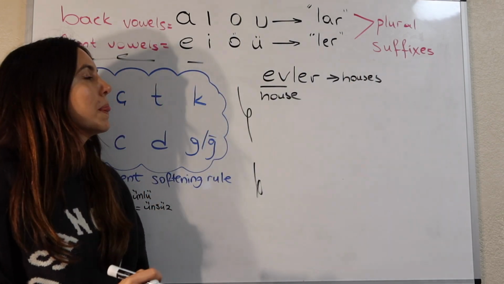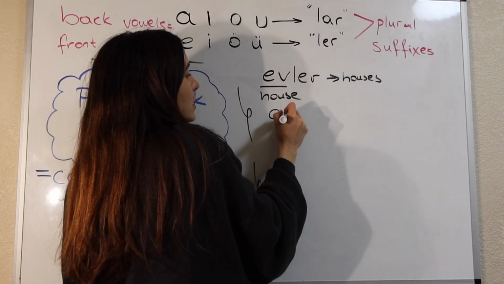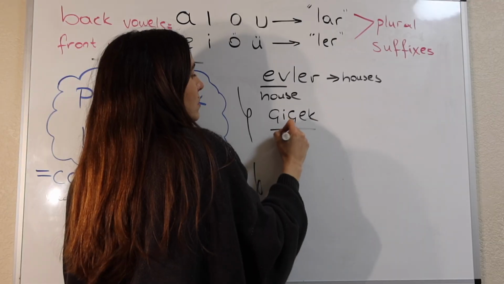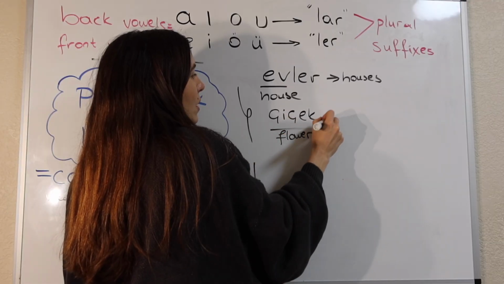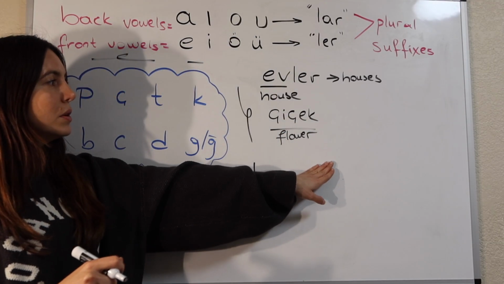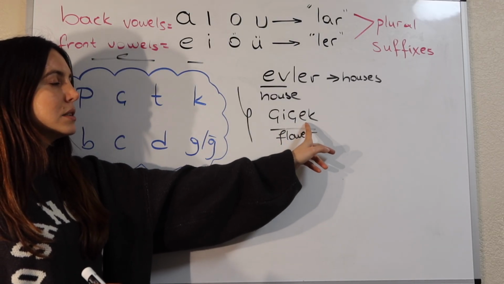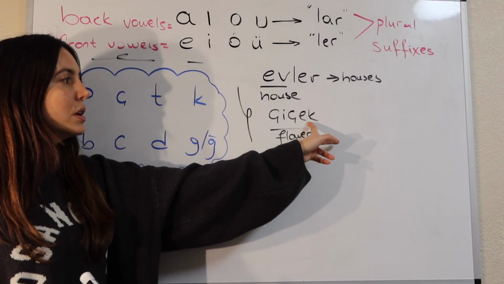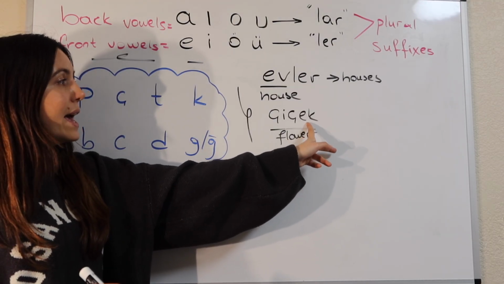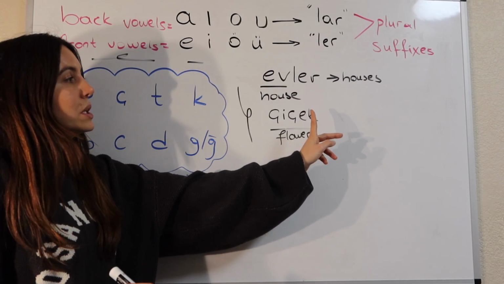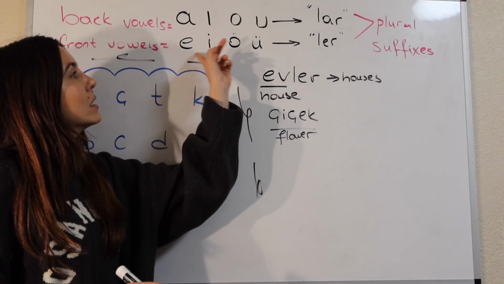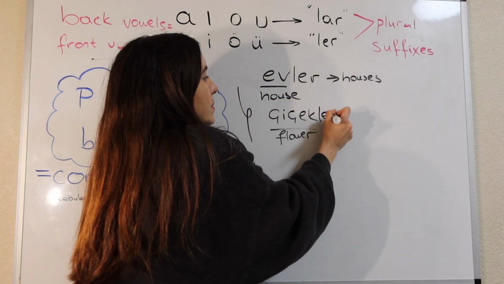Evler. Houses. Okay? Let's say çiçek means flower. How do we make that plural? We don't look here. We have to look at the end. Whatever vowel ends the word. It's an e, a front vowel. So it's going to be ler.